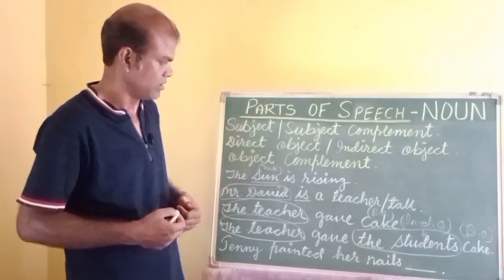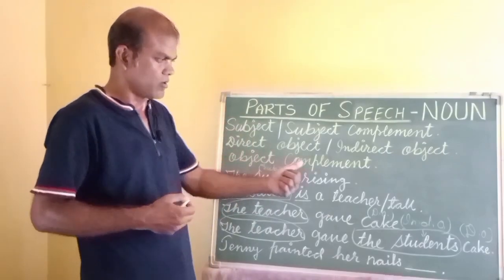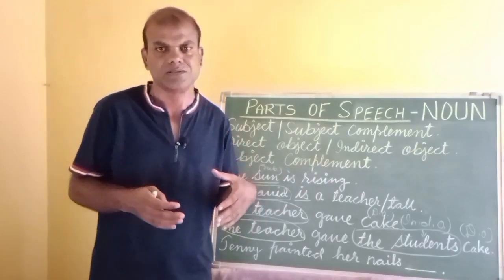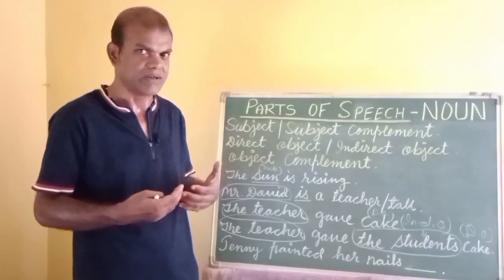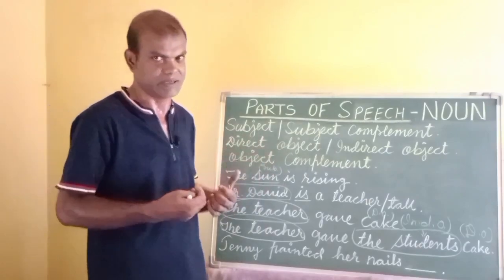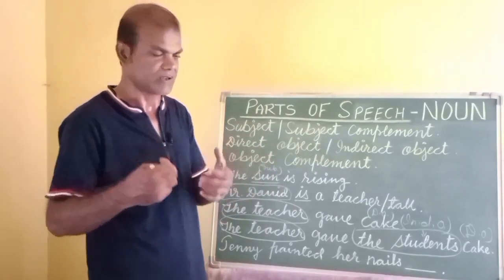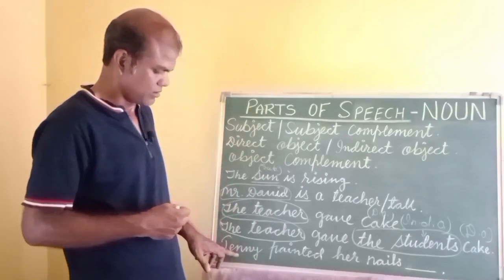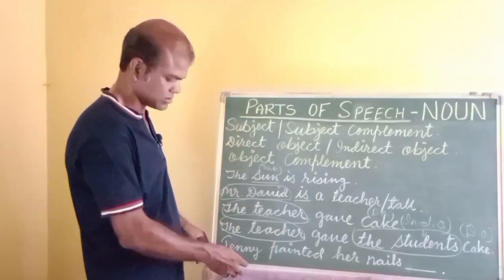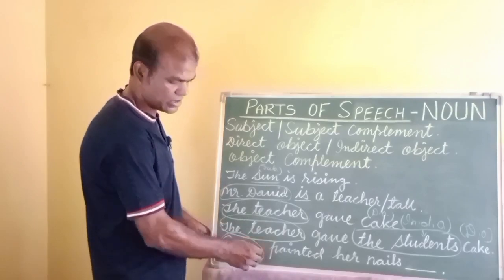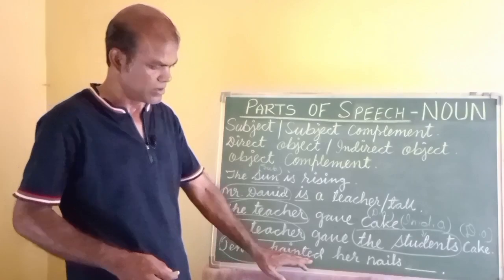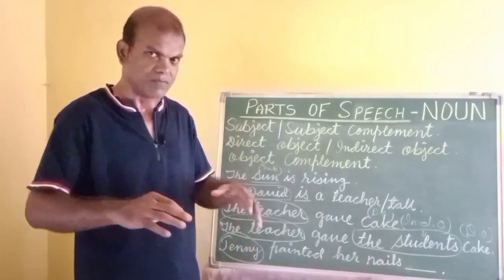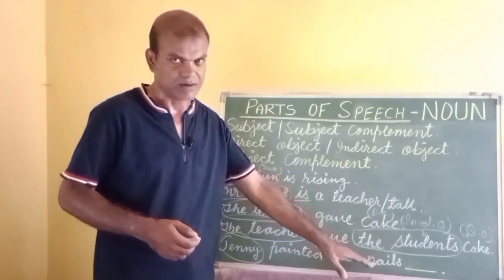Okay, now we'll go with object complement. An object complement is a word or phrase which follows the direct object and describes or renames it. Now you will understand in the example. This is the example. Jenny, this is a person's name, subject, noun. Painted. Jenny painted her nails. Complete sentence.